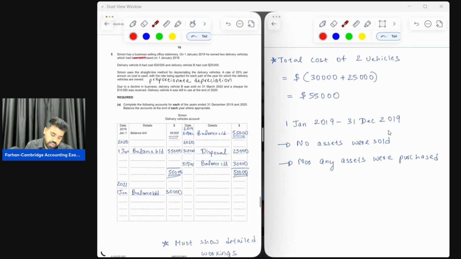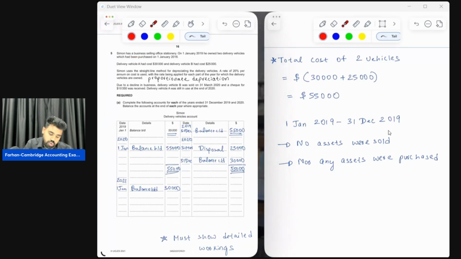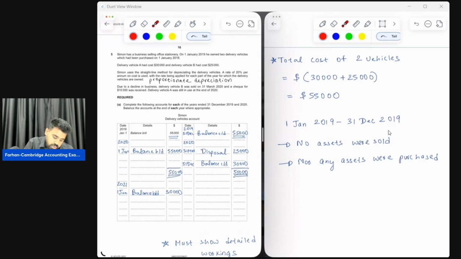Simon has a business selling office stationery. On the 1st of January 2019, he owned 2 delivery vehicles, which had been purchased on 1 January 2018. Delivery vehicle A had cost $30,000 and delivery vehicle B had cost $25,000. So we understand that Simon has a business, and on the 1st of Jan 2019, we have 2 assets. The total cost of these 2 assets at 1 Jan 2019 is $55,000. But these assets were actually purchased on 1 Jan 2018.